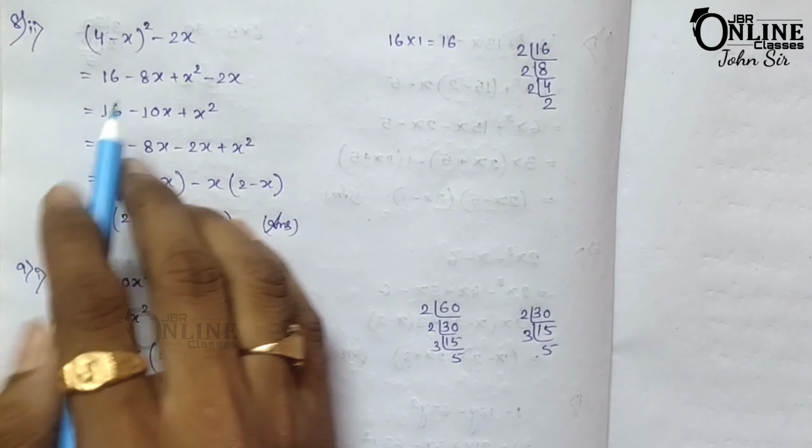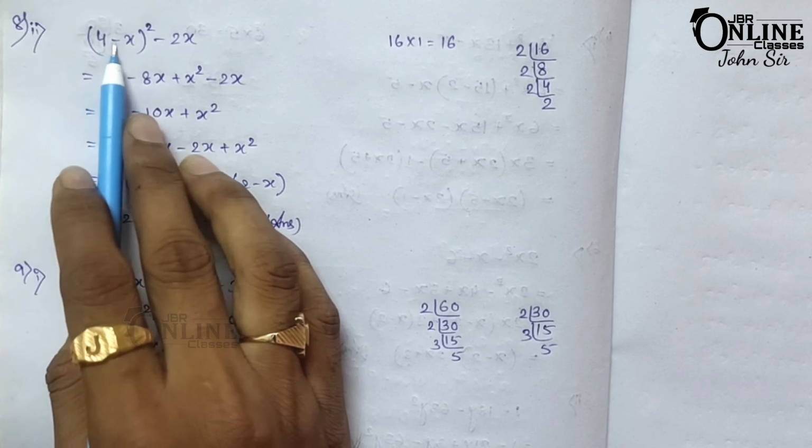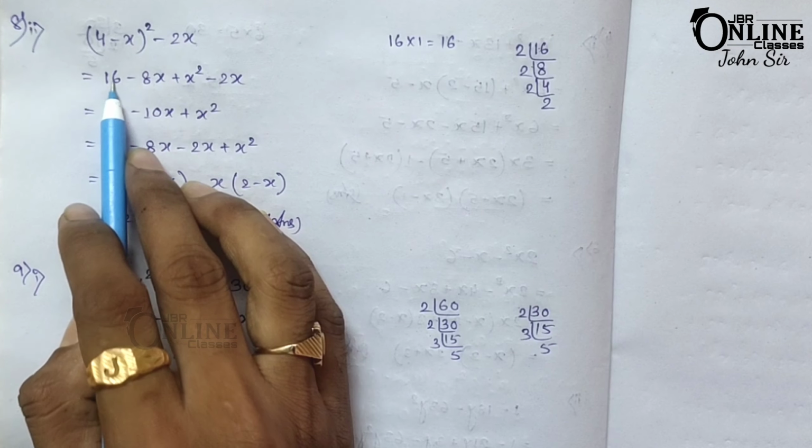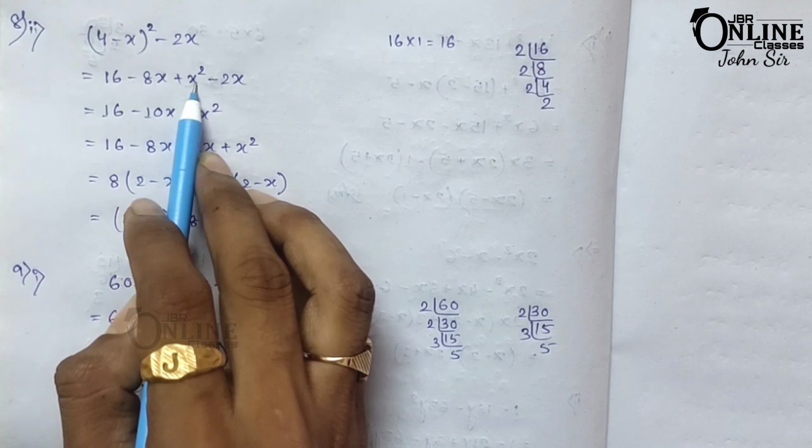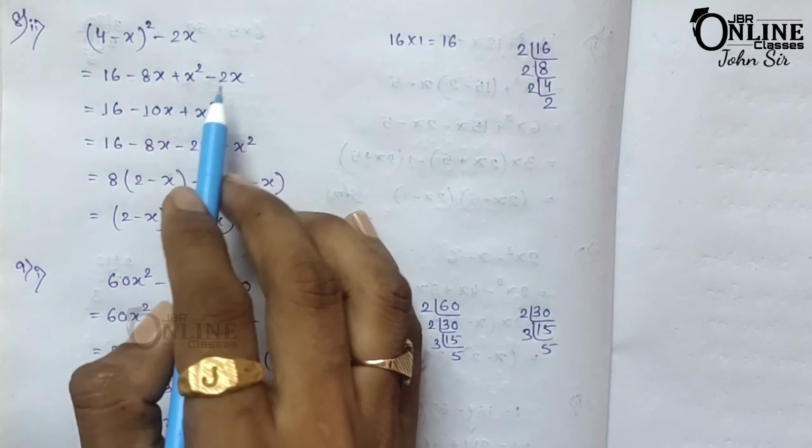Sum number 8(2). So here 4 minus x whole square minus 2x. So first you have to use the formula of a minus b whole square, and it becomes 16 minus 8x plus x square. Okay, and the last term is minus 2x.